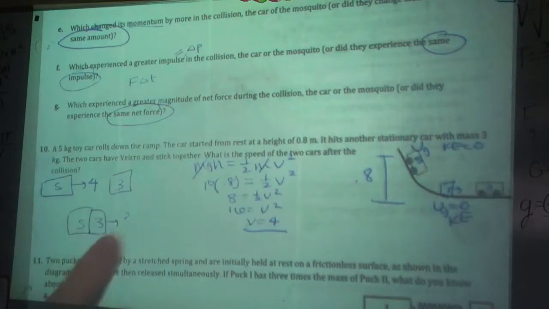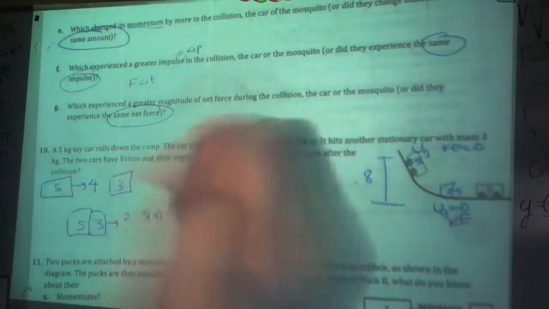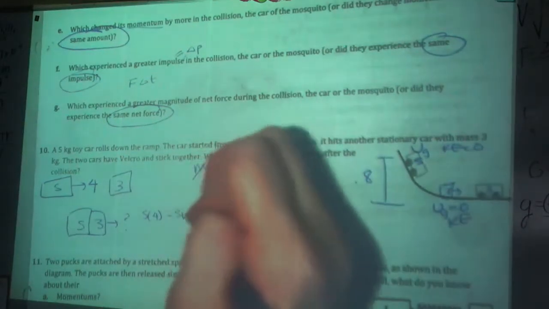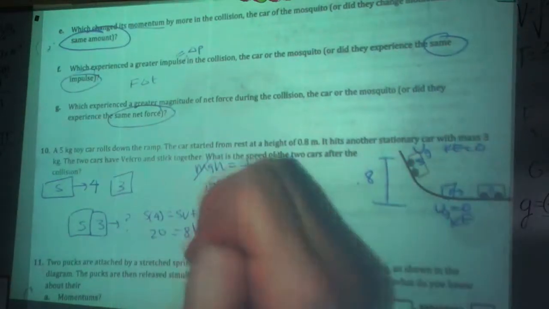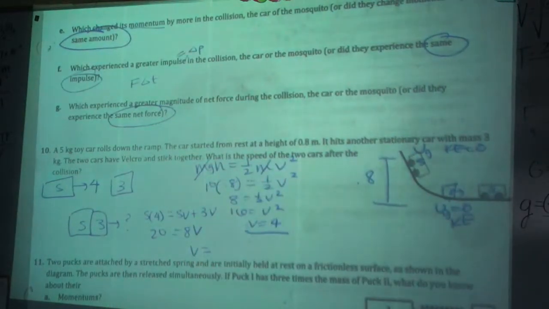Now I need to find the after velocity of the collision. We're going to use momentum. So momentum before, this one's at rest so 0, is equal to momentum after. These two are going at the same velocity because they're stuck together. That's 8v, and then you get that your velocity is, what is it? 2.5.